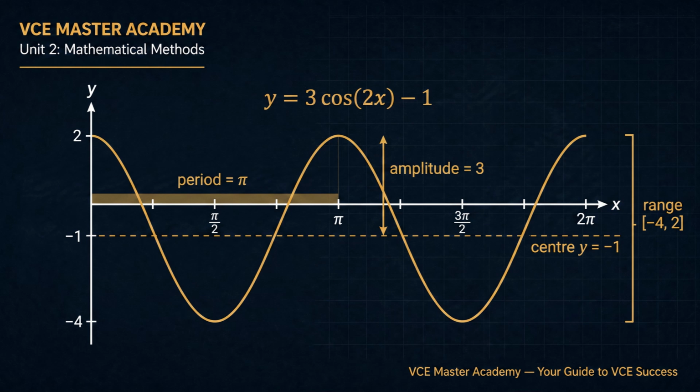Here is a second one. This is y equals 3 cosine of 2x minus 1. The 3 makes it 3 tall. The 2 inside squeezes the period to 2 pi over 2, which is pi. And the minus 1 drops the center line down to y equals minus 1. So the top reaches 2 and the bottom reaches minus 4.